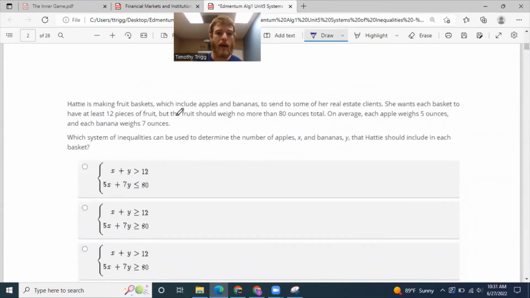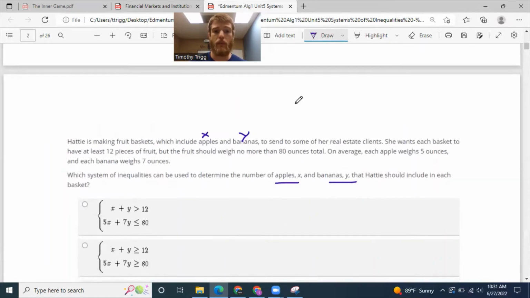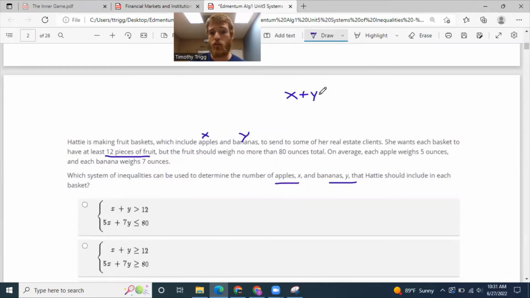Haiti is making fruit baskets, which include apples and bananas. The number of apples is x, bananas is y, to send to some of her real estate clients. She wants each basket to have at least 12 pieces of fruit. So the number of apples plus the number of bananas needs to be greater than or equal to 12 pieces.